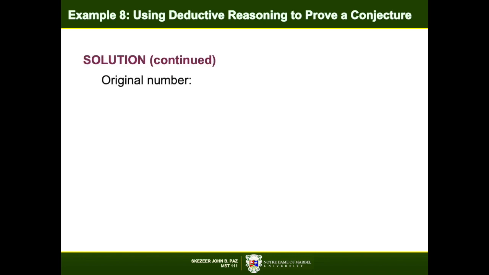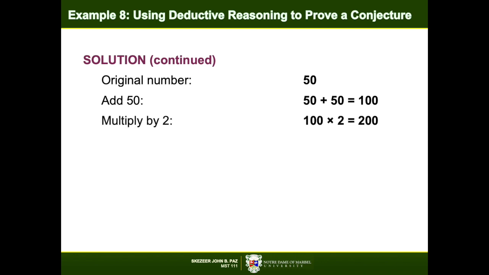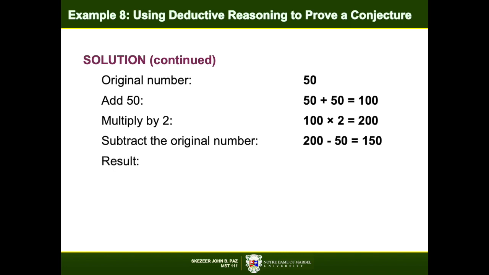Okay, let's pick another number. 50 as our original number. We again add 50, that is 100. We multiply it by 2, that is 200. We subtract the original number, and that is 150. And the result is 150.